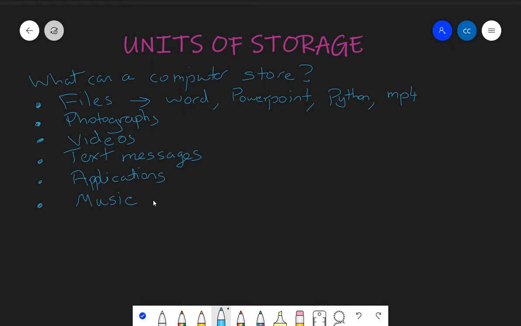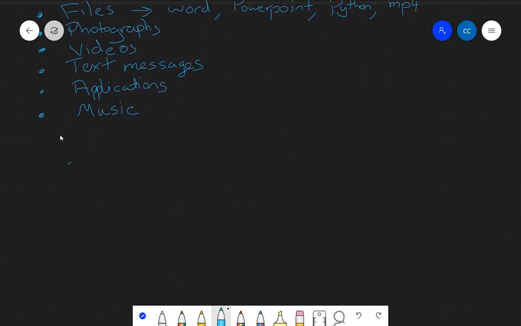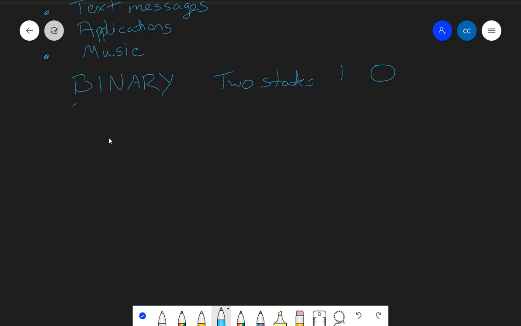So these need to have something in common so that the computer can store them. And it turns out a computer needs to turn everything into this thing called binary. That's the common denominator, binary. And binary has two states: a one and a zero. Those are the two symbols that you can have in binary. Two states.